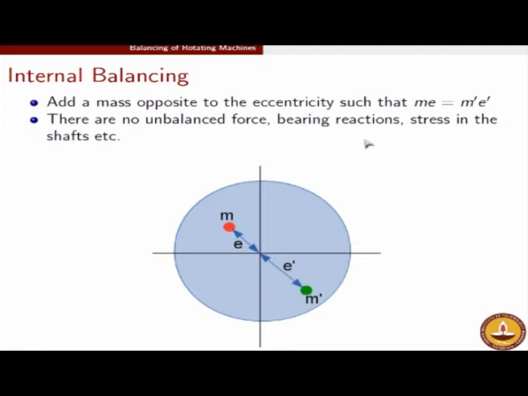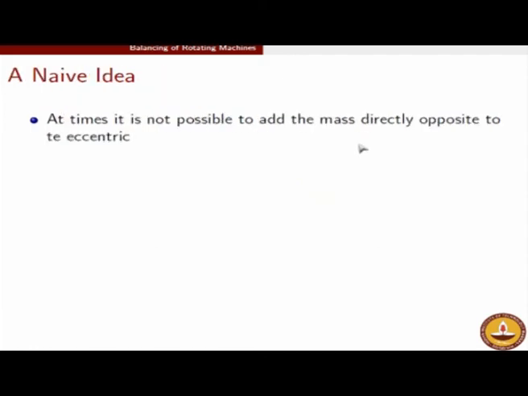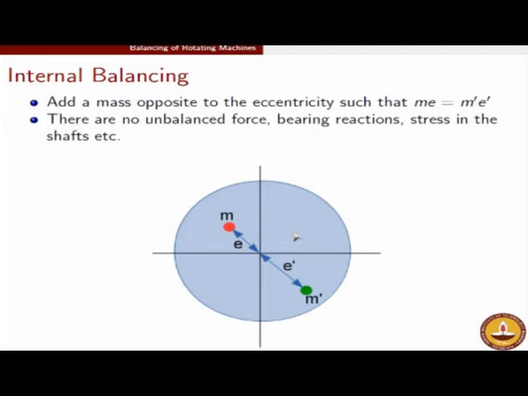This rotating object, to give you a concrete example, could be a wheel, and you put a mass on the opposite side of where the eccentricity lies, and that will solve the problem for the time being. Another naive idea, which sometimes happens in very practical situations, is that this disc may not be accessible to us. It may be closed, there may be a casing, and you may not be able to put the counterbalance. This m prime e prime is called the counterbalance. The counterbalance may not be possible to put exactly in the location that you desire.